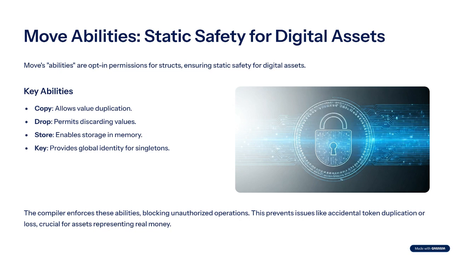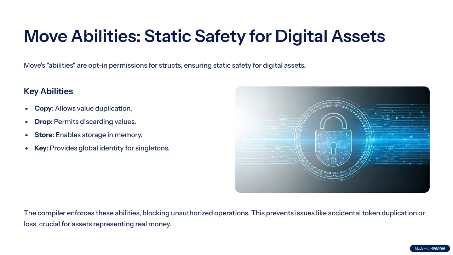In most languages, every value can be copied, thrown away, or stashed in memory at will. That freedom is lethal when the value represents real money. Move solves the problem with abilities. 4 opt-in permissions attached to each struct. The compiler reads those tags and blocks any operation the type didn't authorize. No reflection, no dynamic flags, just static safety.